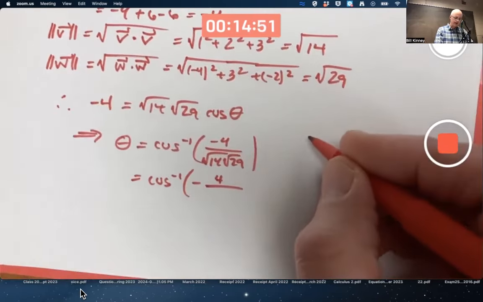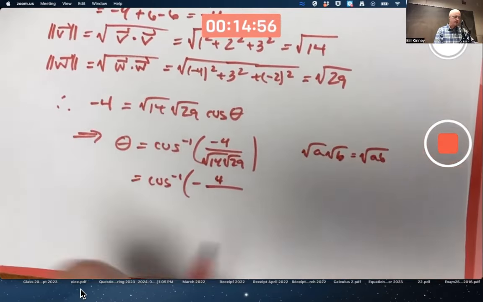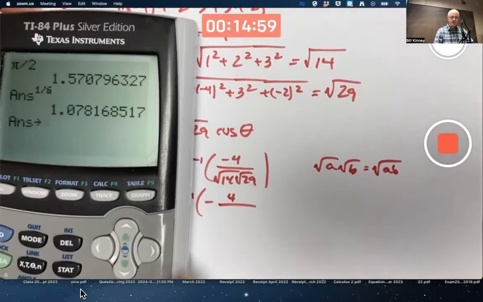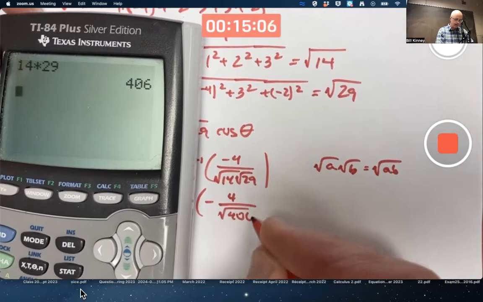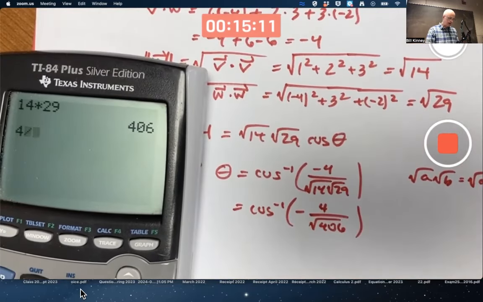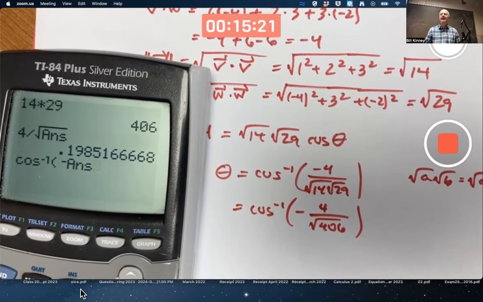It's a product of square roots, that square root of a times square root of b is square root of a times b. So I could do 14 times 29 here and get square root of 406 on the bottom. 4 divided by square root of that is about that many radians. We're taking the inverse cosine of the negative of that. Before I hit enter, let's think about it. Inverse cosine takes a number between -1 and 1, which this is. It's about -0.1985.